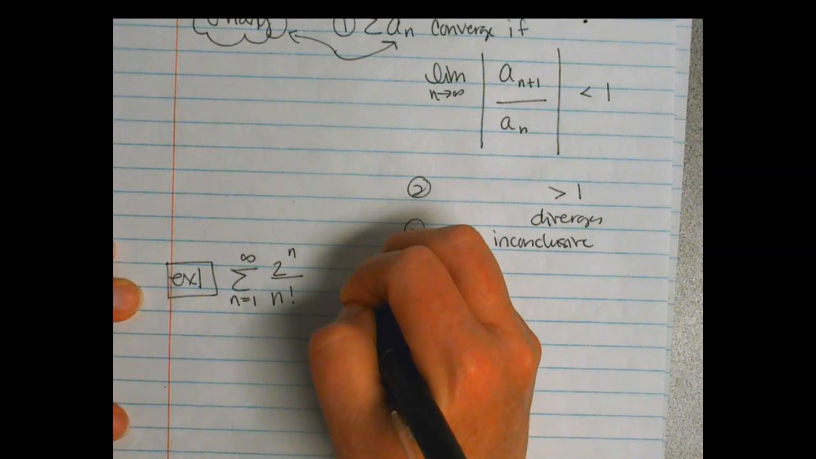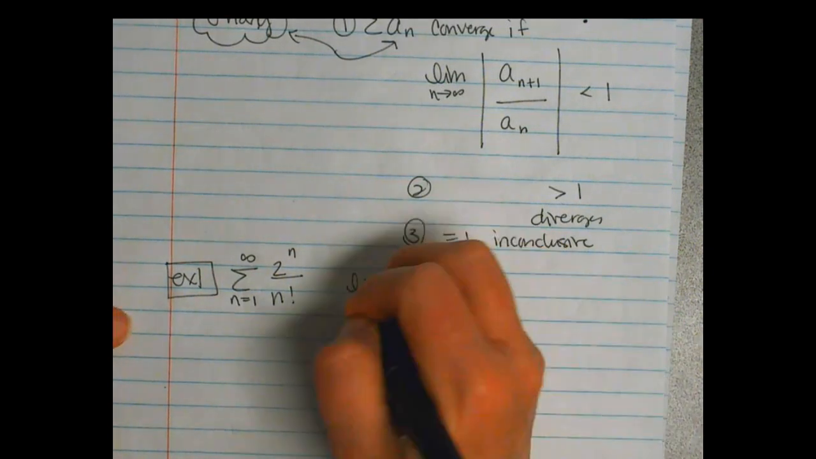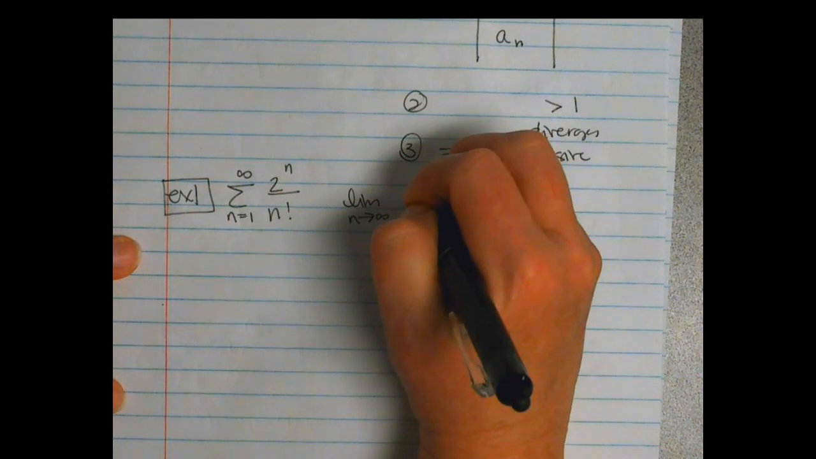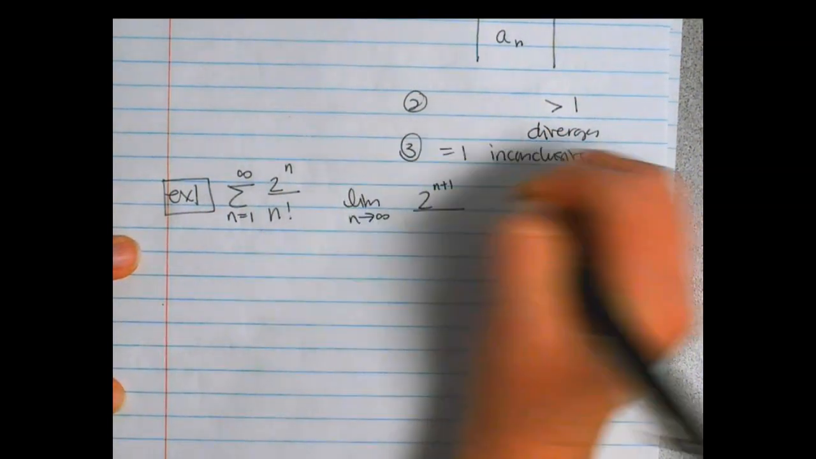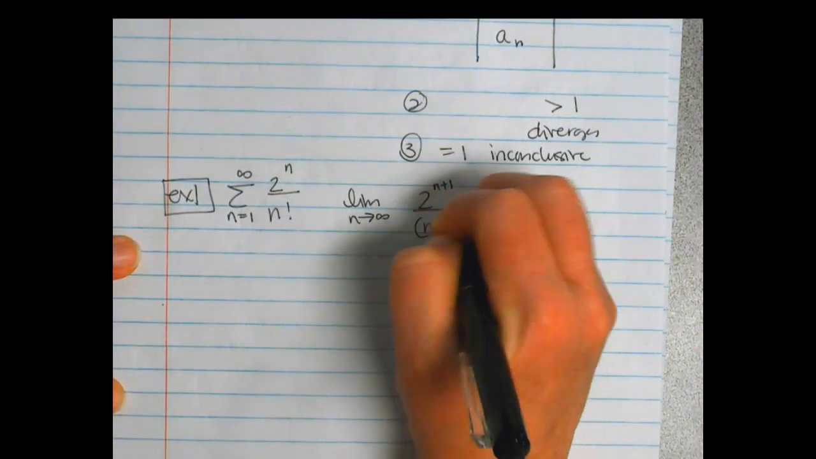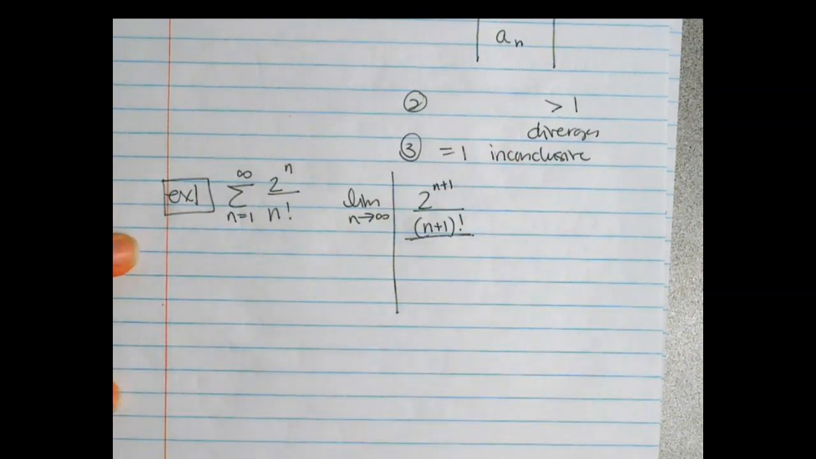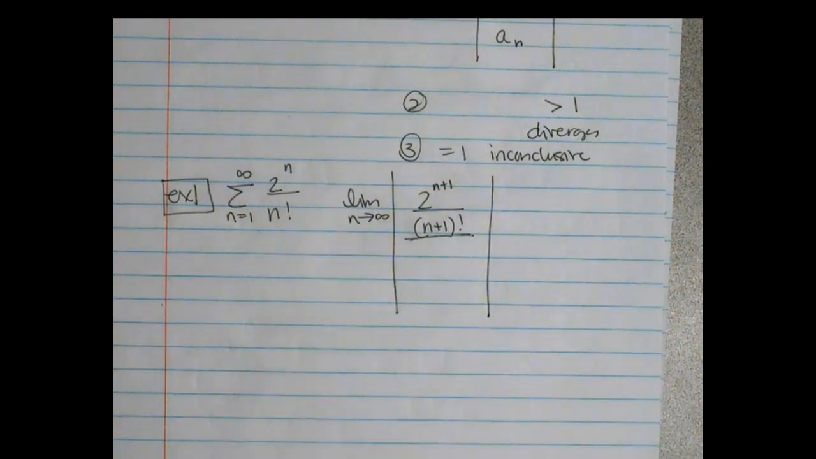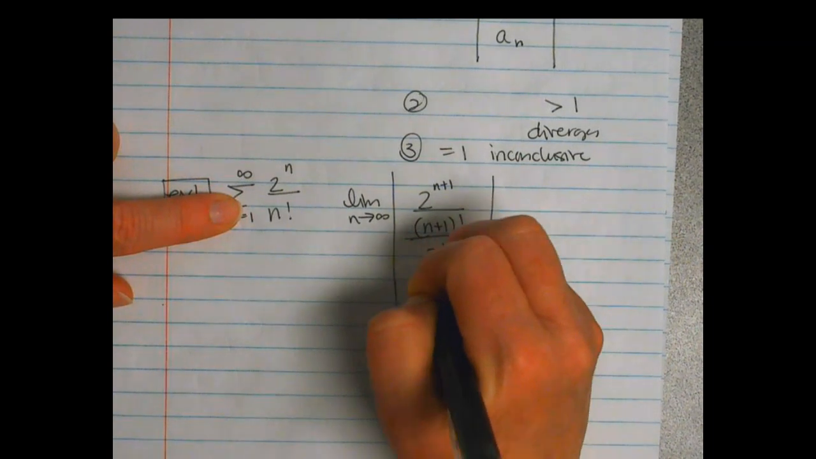So I'm going to write limit. I'm going to let y'all catch up. Limit as n goes to infinity. And I'm going to make a fraction. My fraction is the 2 to the n plus 1 term over n plus 1 factorial. And those are absolute value bars, right? It's going to be an absolute value, yes. Over the one that's given, 2 to the n over n factorial.